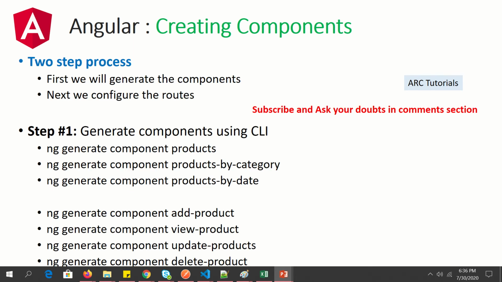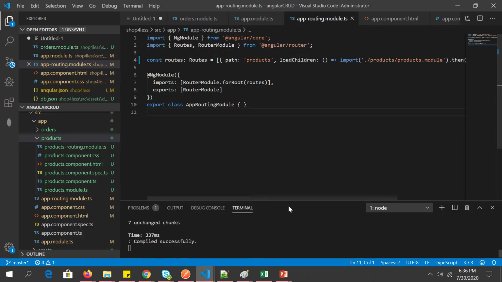For that, we need to use our Angular CLI, and we have to run the ng generate component command. Make sure you do it in the module so that it gets attached to your module. Alternatively, you can also pass the path of it. So let's get started.